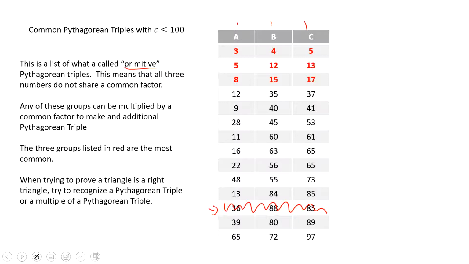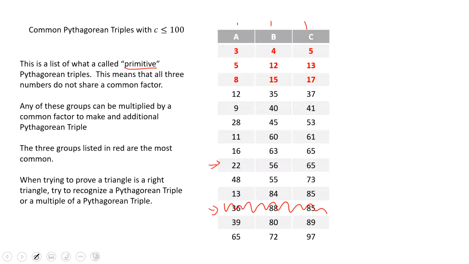So the three above it, the 22, 56, 65 one. The 22 and the 56 both have a common factor. They can both be divided by 2. The 65 can't. So that's what I say is like 2 of them could have a common factor, but all 3 do not.